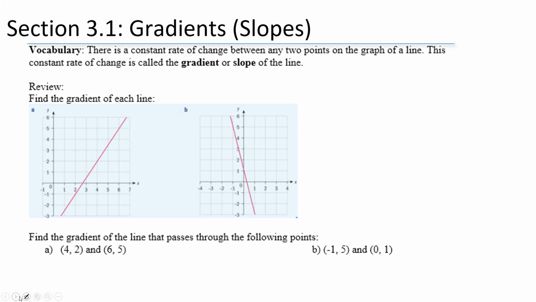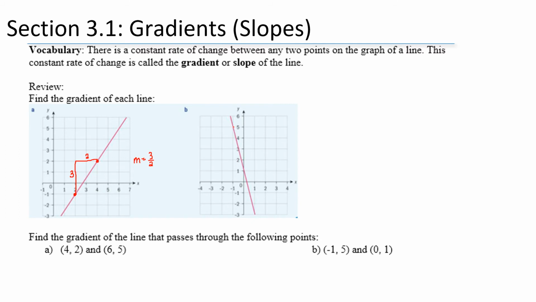This constant rate of change is called the gradient or the slope. So just as some review, when they ask us to find the gradient or the slope of a function, especially when it's on a graph, we can pick 2 nice points. I'm going to pick these 2, and then we can just do rise over run. And so here I went up 1, 2, 3, and we went over 2. So this one would have a gradient of 3 over 2.